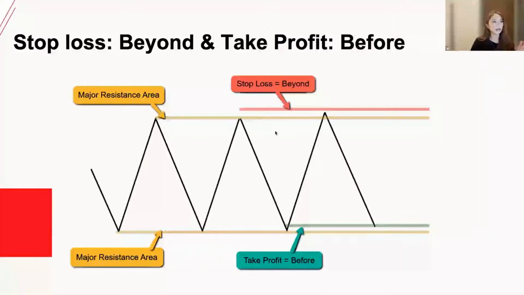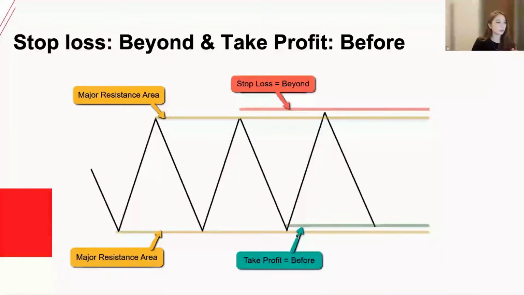In this case, they are looking at a sell from the major resistance area on the yellow line. So you can see that resistance should normally be at the tip. However, we are putting it slightly above, so we can see the red line, the stop loss, slightly above the resistance level.